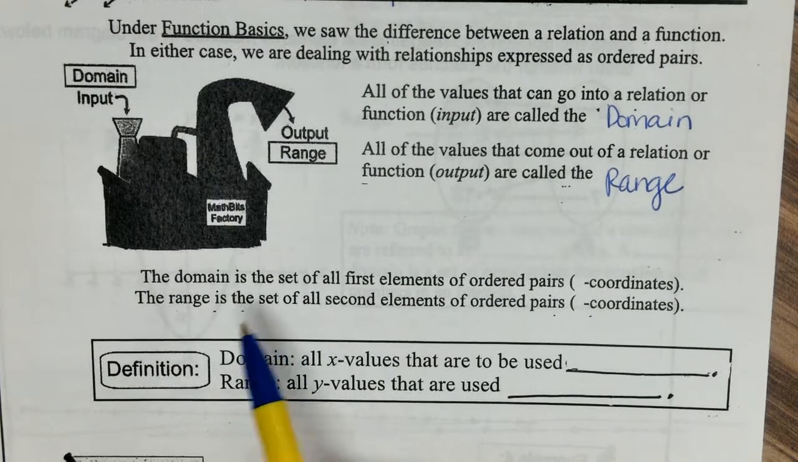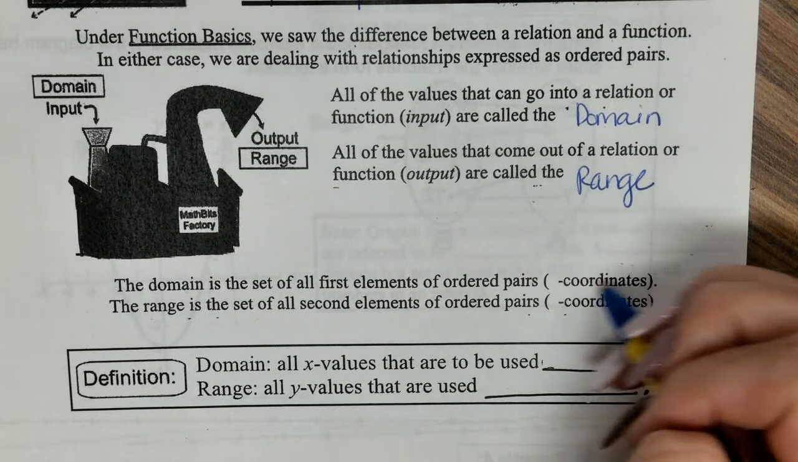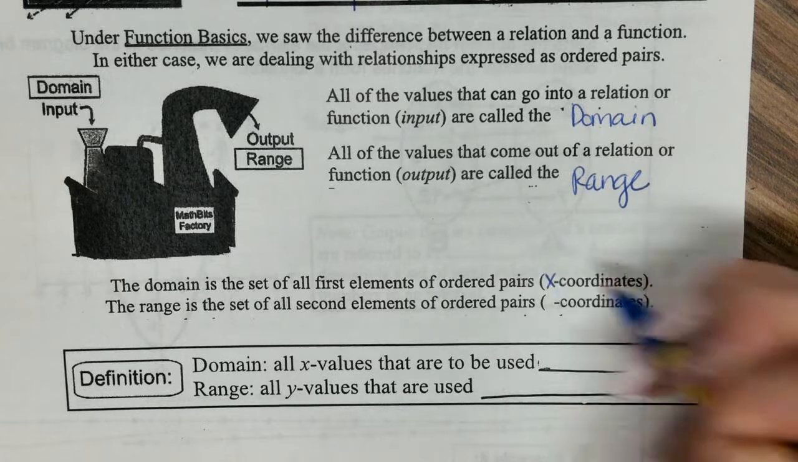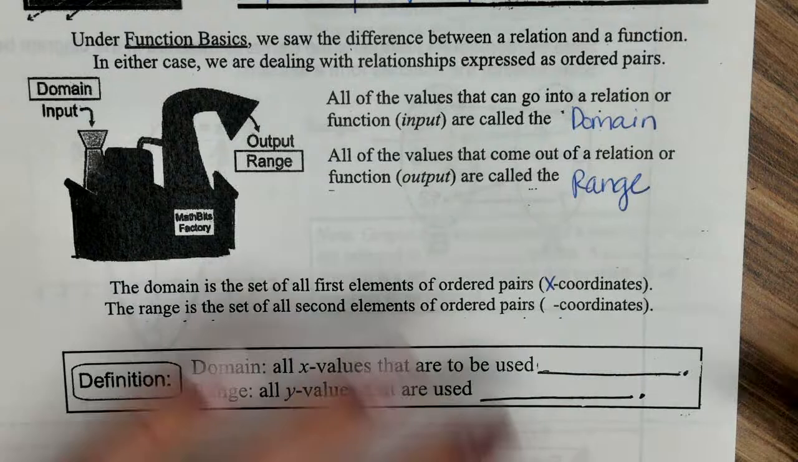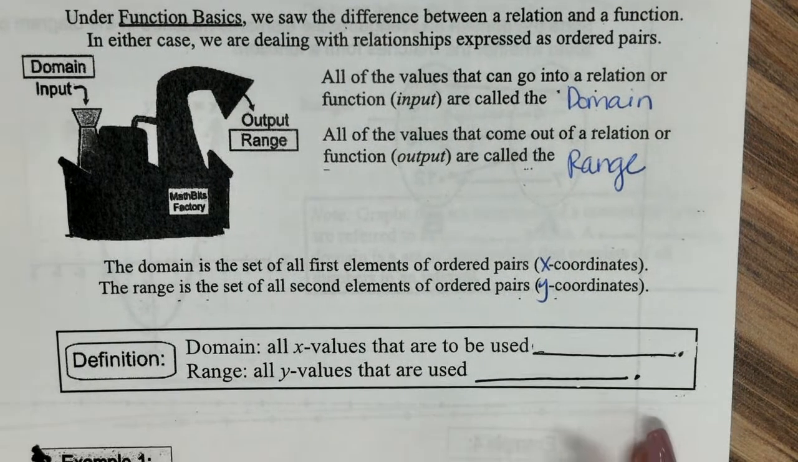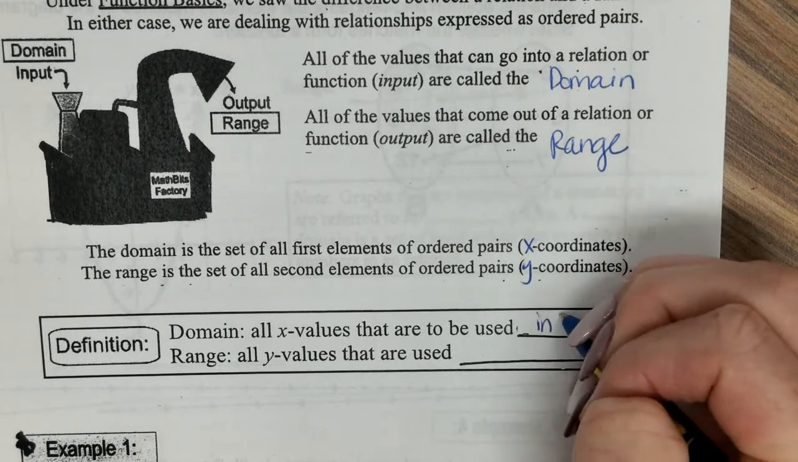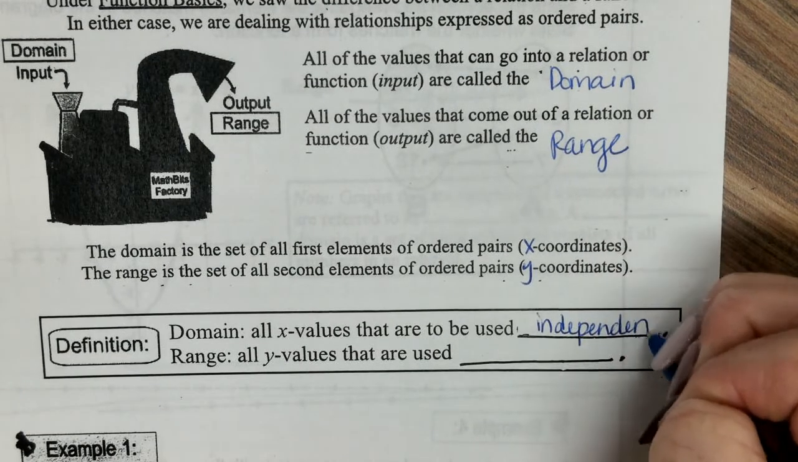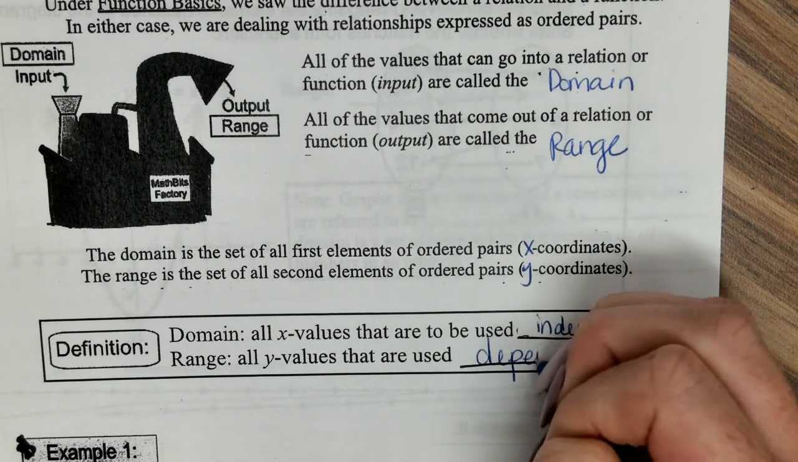The domain is the set of all first elements of ordered pairs, which are what part of the ordered pair? The x coordinates. The range is the set of all second elements of ordered pairs, which are known as the y coordinates. All right, the domain are all x values that are to be used as your independent variable. We don't have to write variable, just write independent. And the range is all the y values that are used as what? Yeah, dependent.